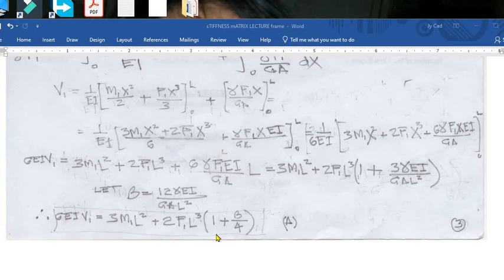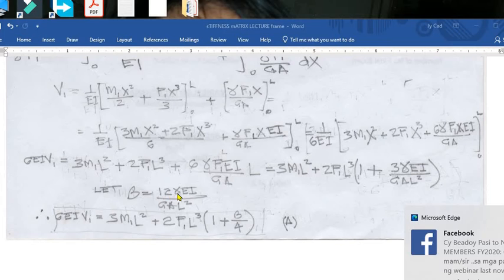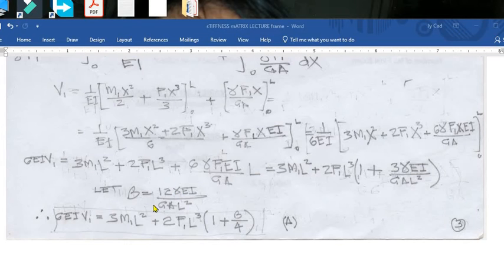Okay, notice na yung beta, constant yan, wherein you have gamma, ei, tsaka yung area, tsaka g. These are all taken from the properties of your section. Okay, so what is left here, you have the moment m1 and your f1. So let this equation be equation A.